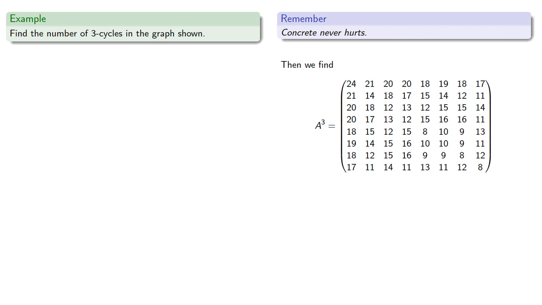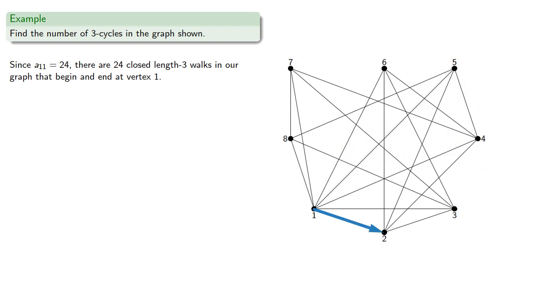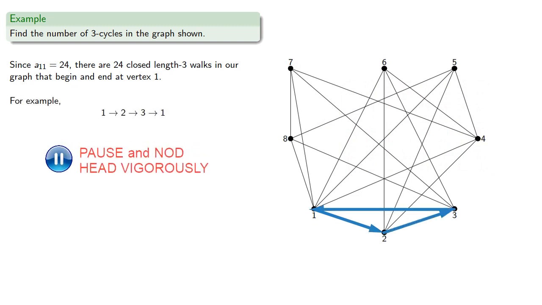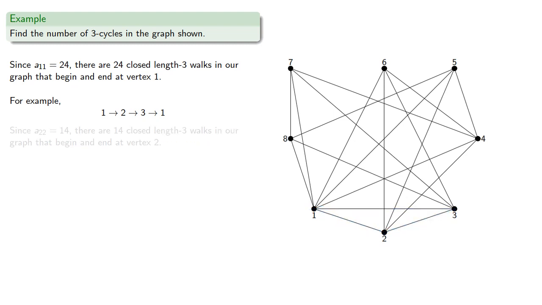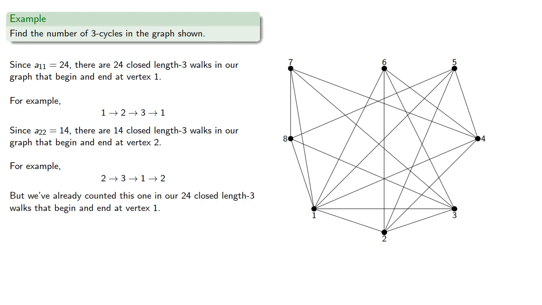Let's consider those length 3 walks again. Since A11 equals 24, there are 24 closed length 3 walks in our graph that begin and end at vertex 1. For example, 1 to 2 to 3 back to 1. Since A22 is 14, that tells us there are 14 closed length 3 walks in our graph that begin and end at vertex 2. For example, 2 to 3 to 1 to 2. But we've already counted this one in our 24 closed length 3 walks that begin and end at vertex 1. And in particular, while they are different walks, they're the same cycle.